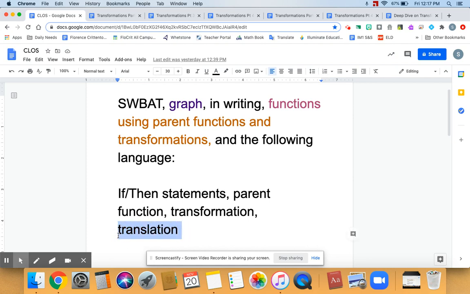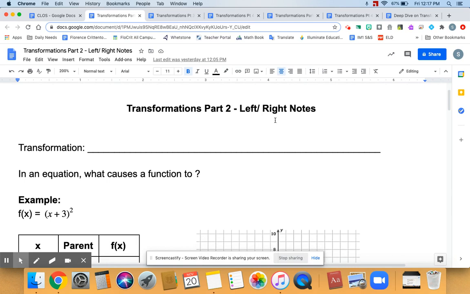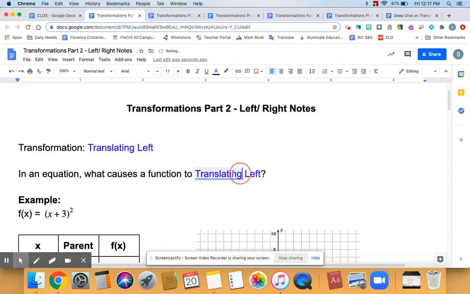So we learned in the last lesson that you can move things up and down. So that was one of the translations. For this lesson, for part 2, it's about translating it left and right. So the transformation we're going to work on first is translating left. So to answer the question, what causes a function to translate left when we're in an equation?